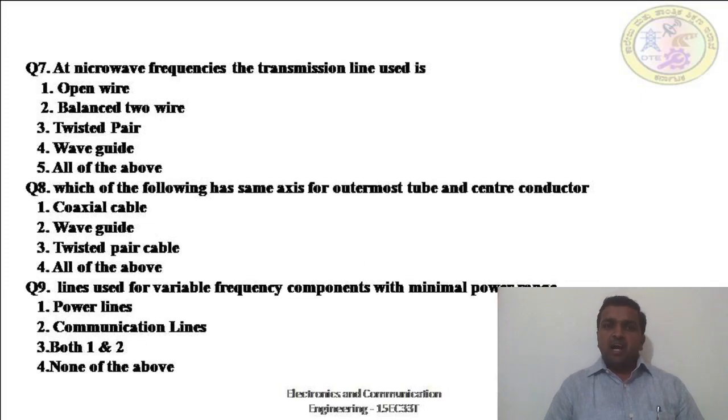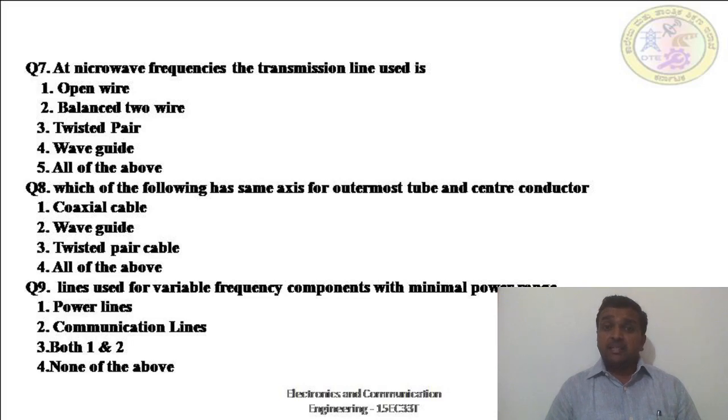Question number 7. At microwave frequencies, the transmission line used is option 1, open wire, option 2, balanced two wire, option 3, twisted pair, option 4, waveguide, option 5, all of the above. The answer is waveguide. As I told, waveguides are purely meant for electromagnetic radiation. That means they are used for high frequency transmission like microwave frequencies. Hence, option 4 is the answer. Let me move on to question number 8.